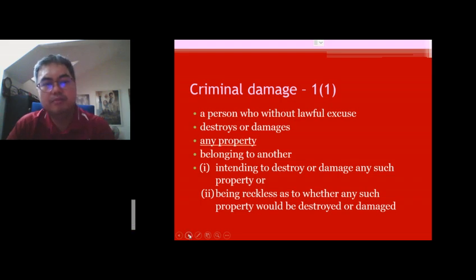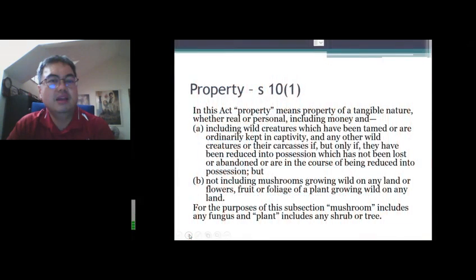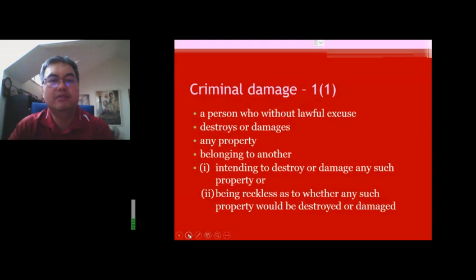Next, we will look at property, and property is defined under Section 10 of the Criminal Damage Act. If you look at the definition of property, it's very similar to the definition of property under the Theft Act. So we're talking about property of a tangible nature, whether real or personal, including money, and it talks about wild creatures which have been tamed or not, and mushrooms or any plants growing wild. So basically, the definition is quite similar to what we have seen under the Theft Act.